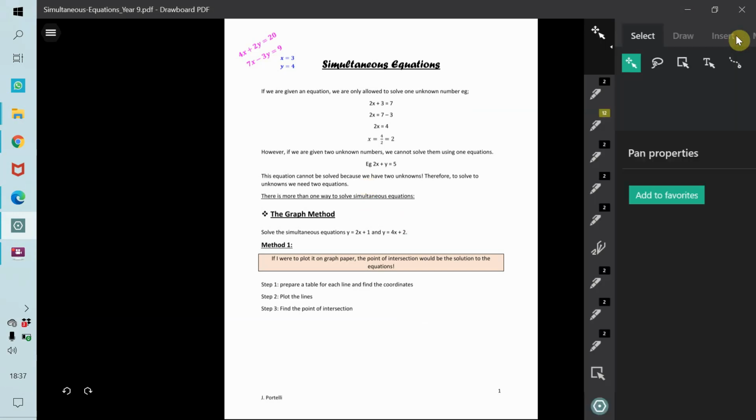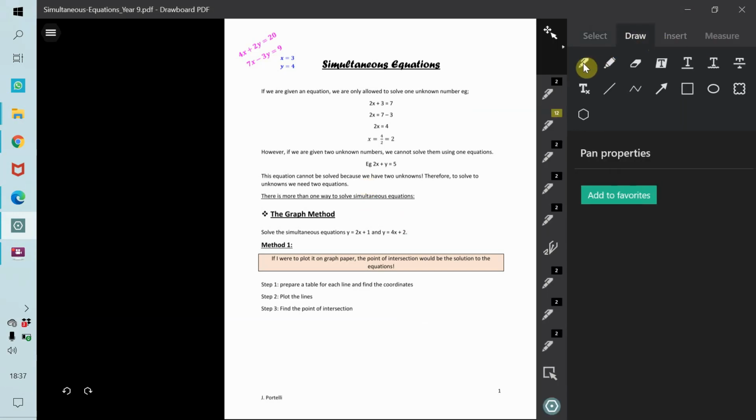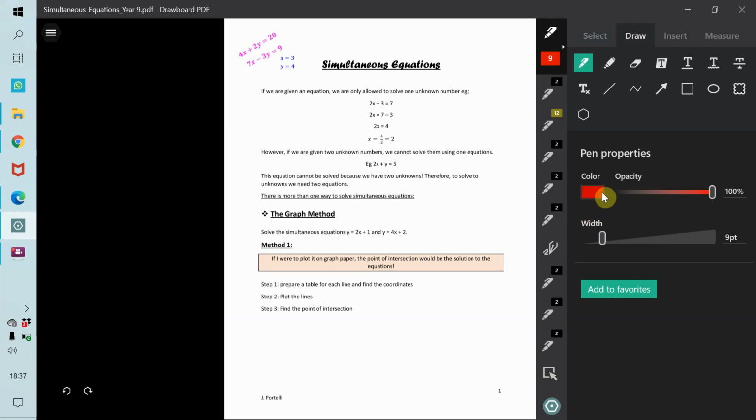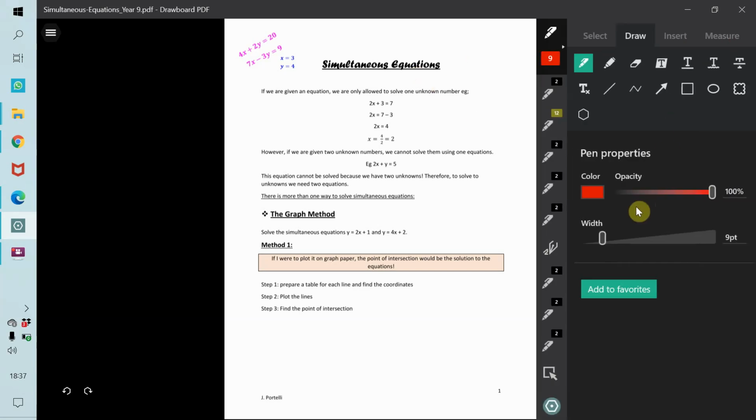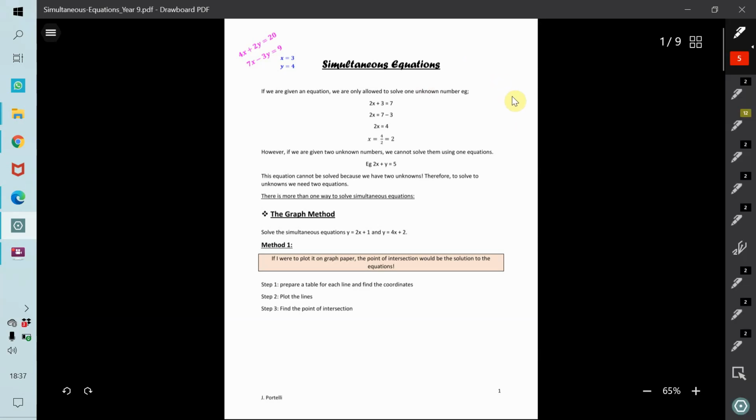Let me just get my marker right here. Okay, and I'm going to write in red if needed. Let me just diminish the size, and I think we're good to go.